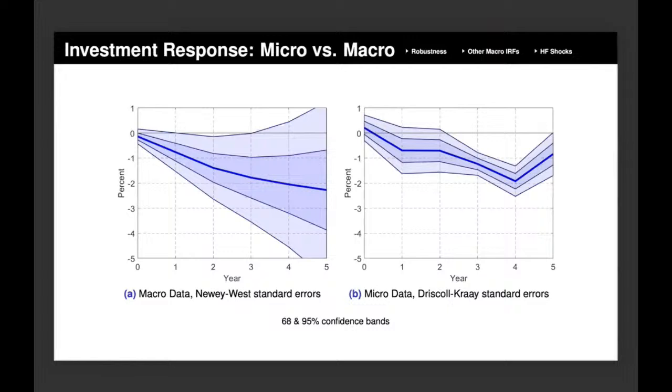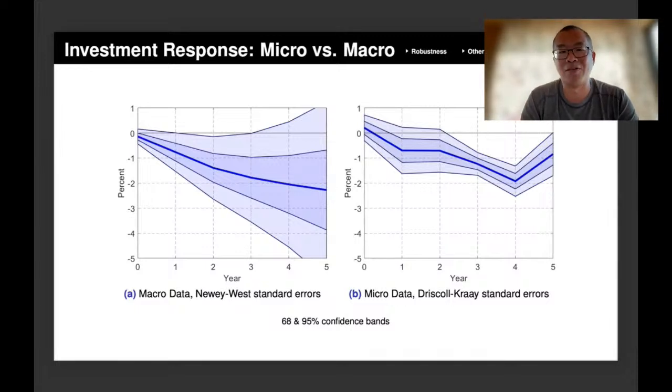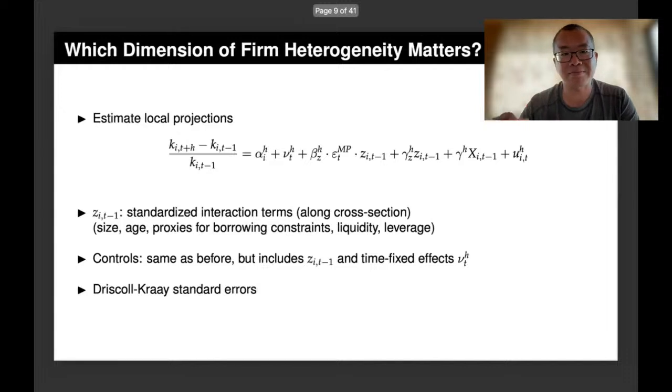So it seems that our micro data generates a very similar pattern to the macro data. Basically, in 4 years' time, the reaction of firm investments to a 1% tightening of monetary policy reaches the maximum, which is about 2%. So this basically validates our approach, that using microdata for macro analysis makes sense.